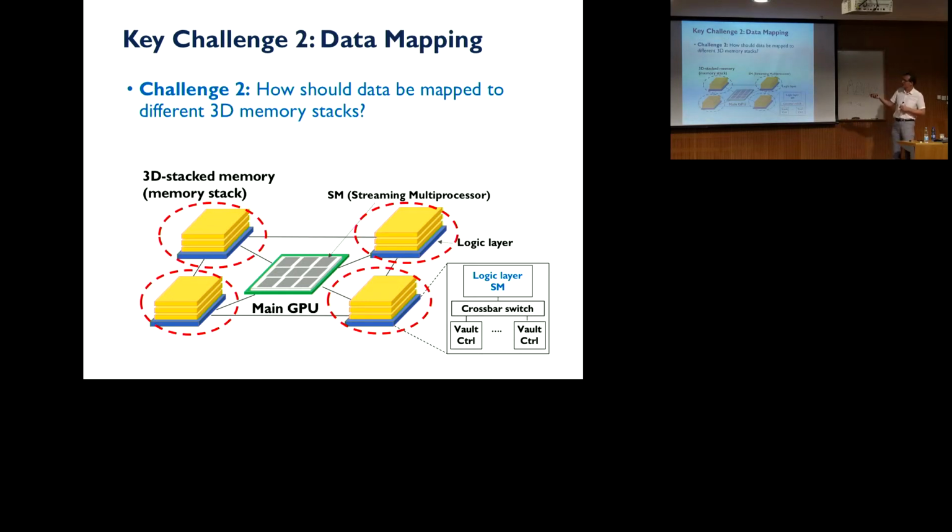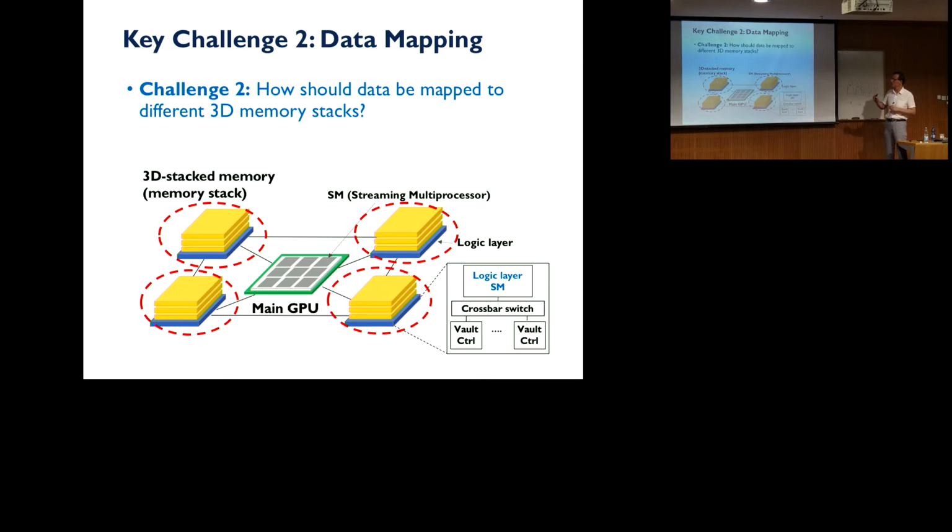So the second challenge is, how should data be mapped across different 3D memory stacks? Because if you want to actually execute in memory, the data may be in memory, like A may be here, B may be here, and C may be here, and you want to add A, B, and store the result in C, doesn't sound good, right? So you're back to square one. So this data mapping is really important.